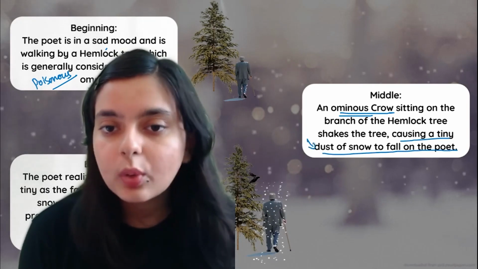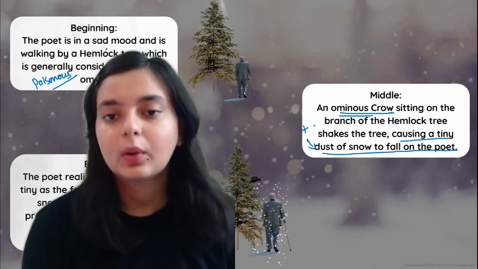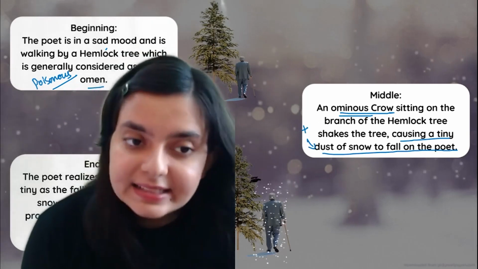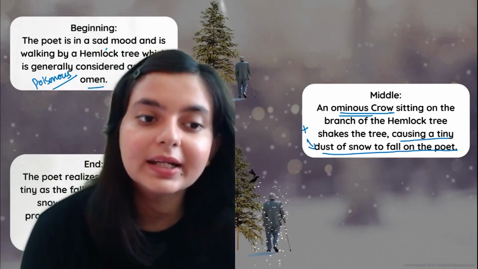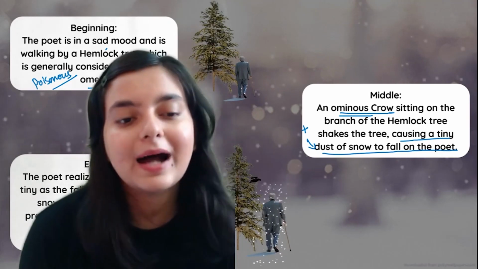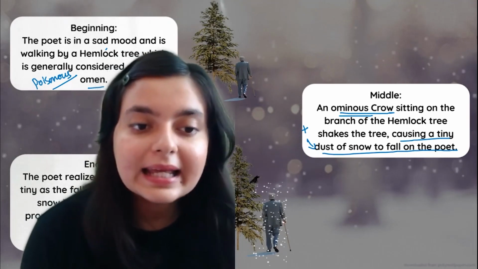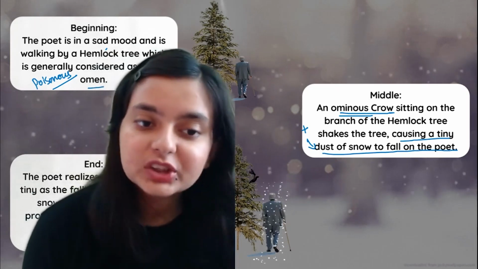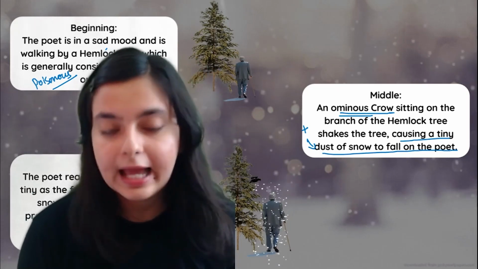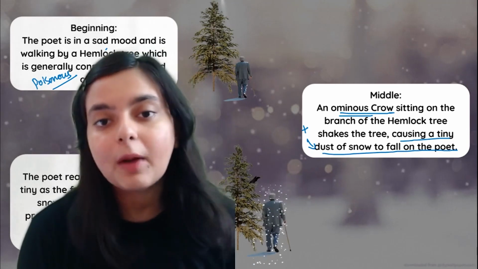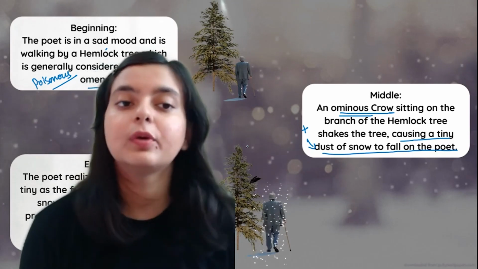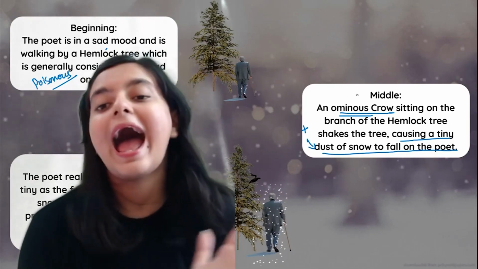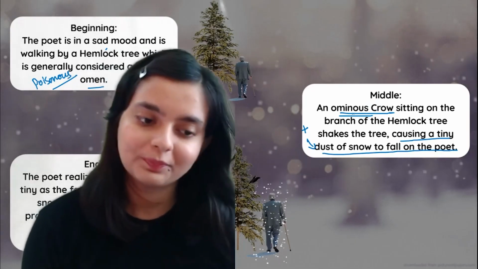Now this dust of snow is definitely a positive, happy symbol of nature. And at the end, the poet realizes that an action as tiny as the falling of a particle of snow has offered healing properties to the poet. That means nature as a healer, and it has changed the poet's mood considerably. But what has caused this healing property? Not just the snow, it was also the combined action of the hemlock tree and the ominous crow.